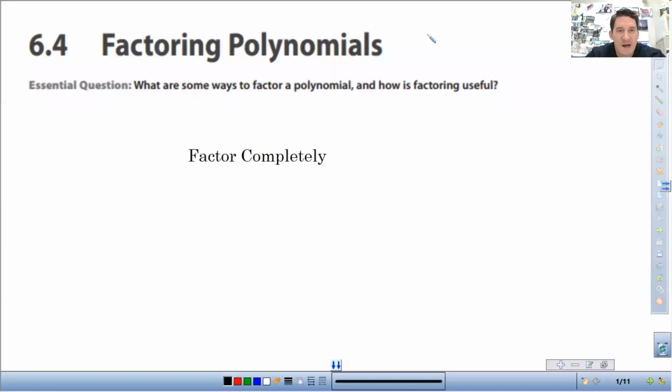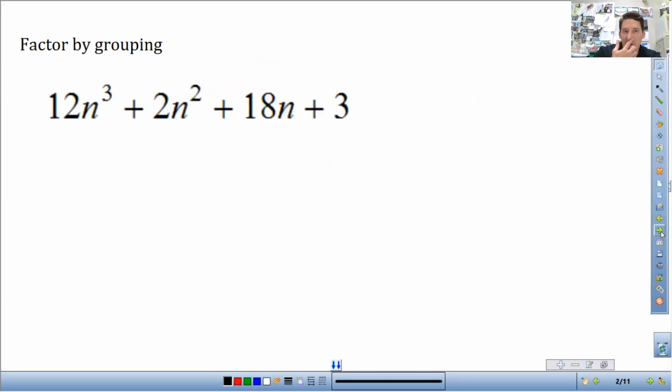All right, IM3 classes. Today we are wrapping up our factoring lessons. We're going to learn one more method of factoring called factor by grouping, and then we are going to combine the different methods all into a single factoring problem. So let's talk about factoring by grouping.